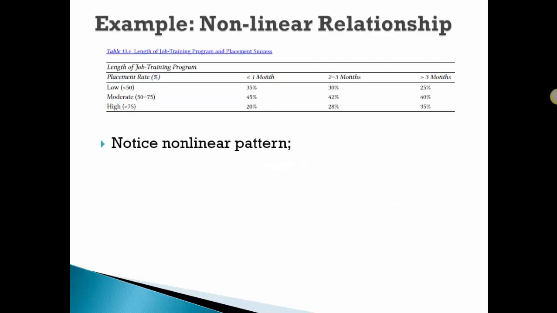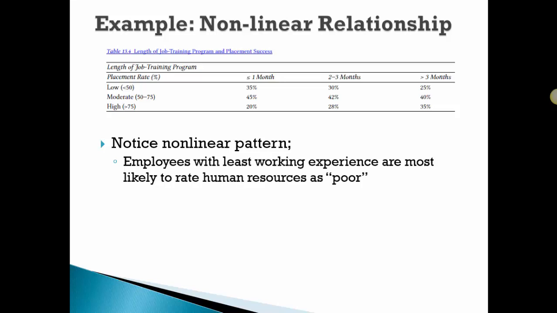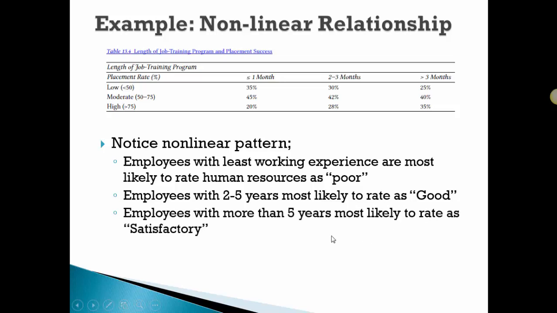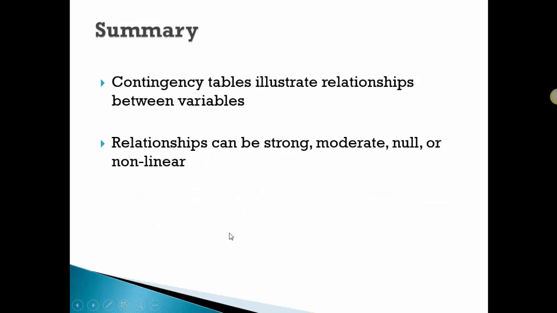You can also have a nonlinear relationship. Notice the nonlinear relationship. Employees with the least working knowledge are most likely to rate human resources as poor. Least working knowledge, so in other words, less than a month. Employees with 2 to 5 years are most likely to rate as good, and then those that are there more than, actually this should be saying months rather than years here, are likely to rate as satisfactory. So in summary, contingency tables illustrate relationships between or among variables. The relationships can be strong, moderate, null, or nonlinear.